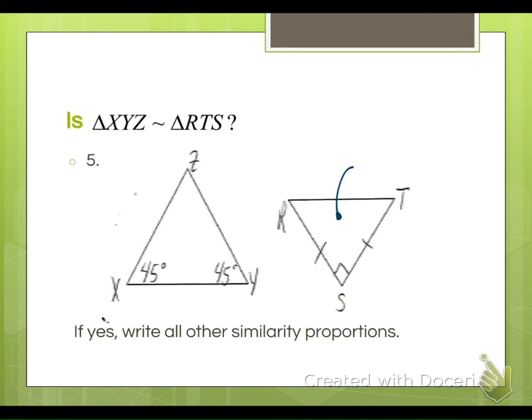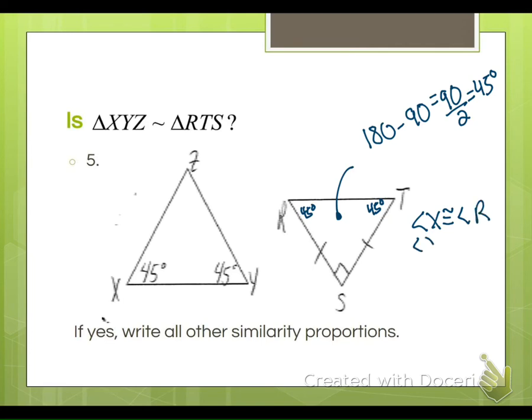So it tells you, or will ask you to find if they're similar. So we want to see what the angles are here. Well, in the first one, we know that we have two 45-degree angles. And in the second one, you know you have a 90-degree angle. So to find R and T, we're going to take 180. You're going to subtract the 90 degrees that we know. What's 180 minus 90? 90. And we're splitting it between two angles, so we're going to divide it by 2, which gives us 45 degrees. Okay, so we have 45 degrees. Now I can say that angle X is congruent to angle R, and angle Y is congruent to angle T. So by AA, we know that our two triangles are similar.